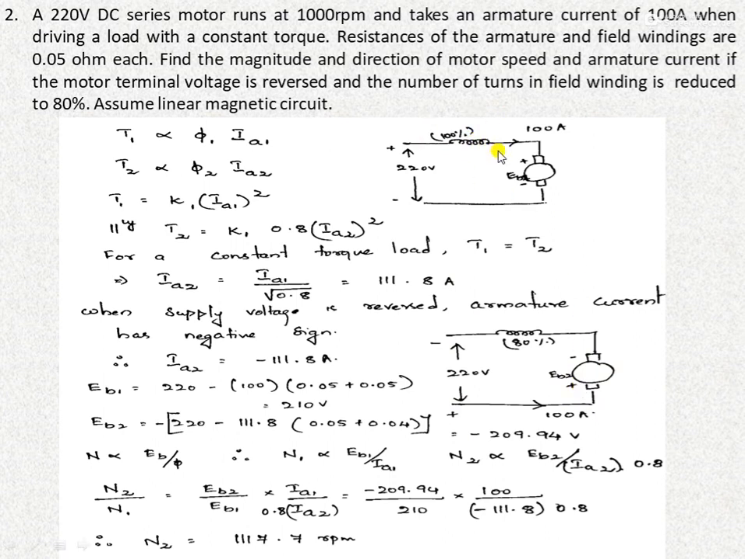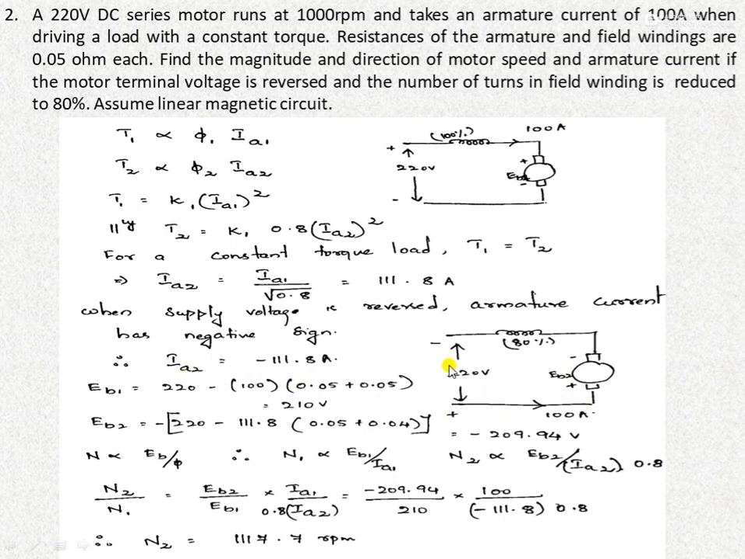Before, the current which was flowing through this was 111.8. After reducing the number of field winding turns to 80%, that same current will be flowing in this case also, but only the direction of the current has been reversed. So in this case, the value of Ia2 can be written as minus 111.8 ampere.